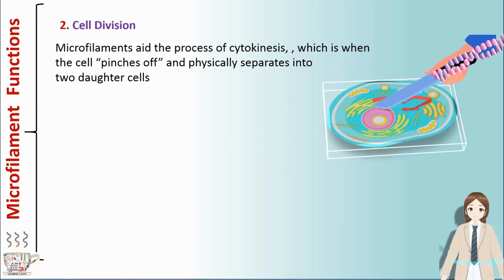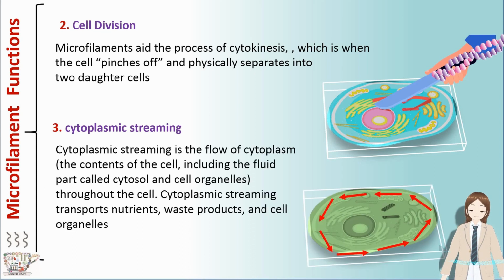2. Cell division. Microfilaments aid the process of cytokinesis, which is when the cell pinches off and physically separates into two daughter cells. 3. Cytoplasmic streaming. Cytoplasmic streaming is the flow of cytoplasm, the contents of the cell, including the fluid part called cytosol and cell organelles, throughout the cell. Cytoplasmic streaming transports nutrients, waste products, and cell organelles.